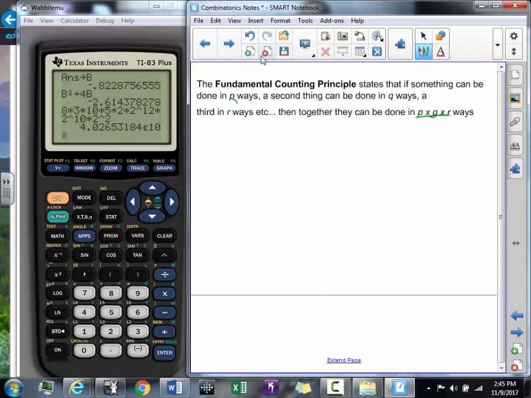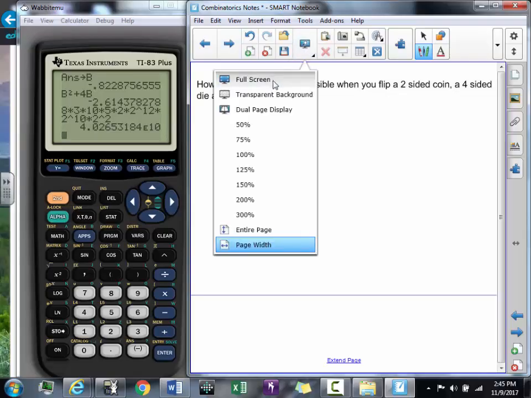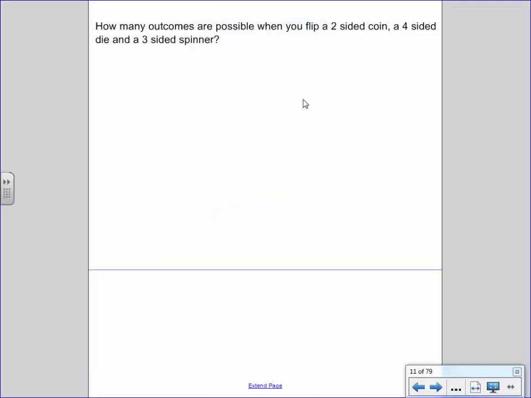Okay, let's move on here because I got lots of stuff to do today. So now that we have a little bit of theory, this should be a lot faster to solve. You're going to flip a 2-sided coin, a 4-sided die, and a 3-sided spinner. How many different ways can you do all these tasks? 24. Yeah, 24. 2 times 4 times 3 is 24.